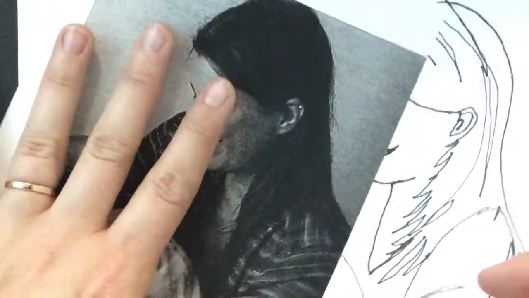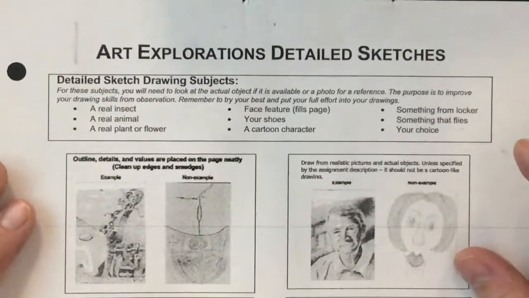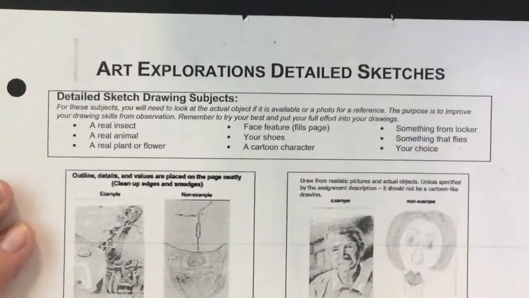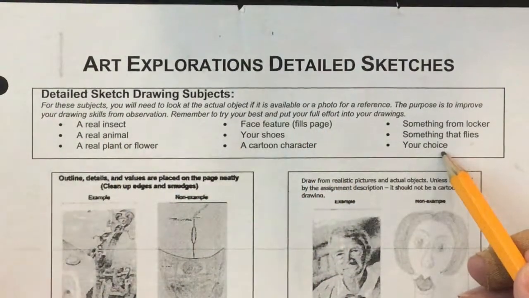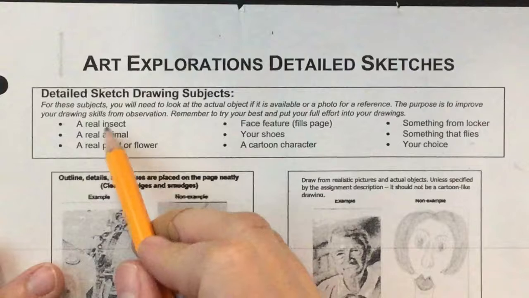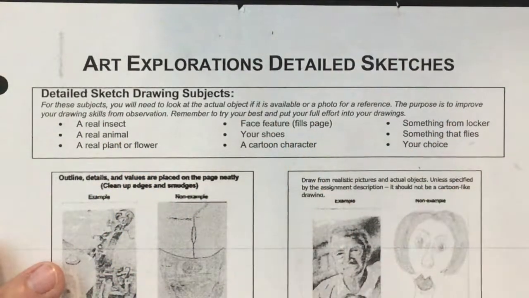Okay, now if you've gotten to that point and you're completely done with that, then you are going to be working on your detailed sketch in your sketchbook. Remember, this paper is in your sketchbook. It's the last one before the blank pages. At the top, it tells you what to draw. Many of you have already started on this, so that's awesome. You just pick up where you left off. If you haven't started, you're going to pick out one of these topics to draw in your sketchbook.